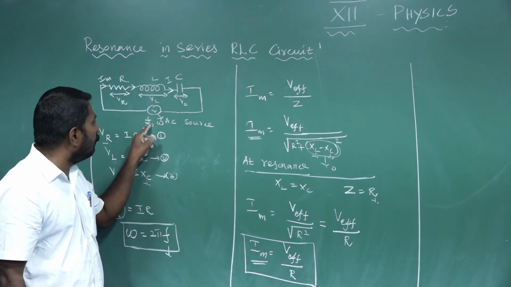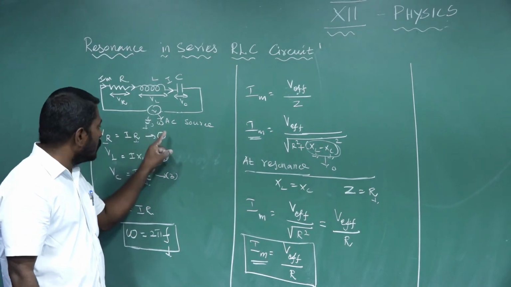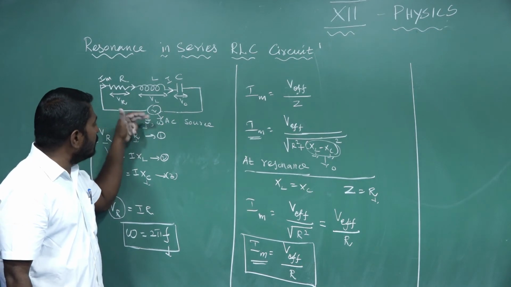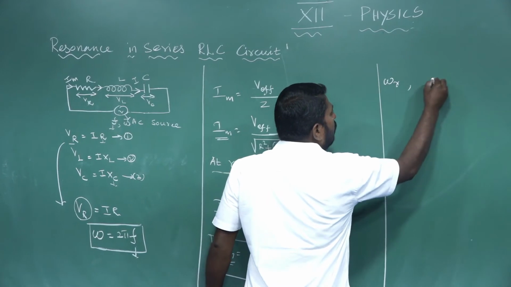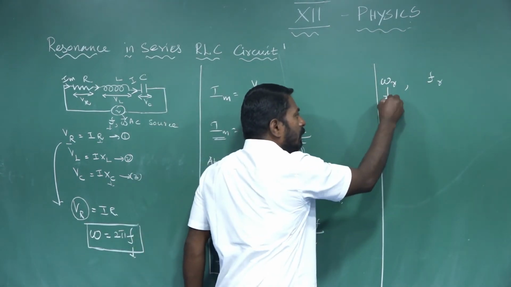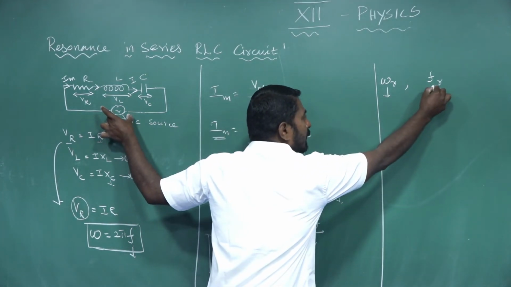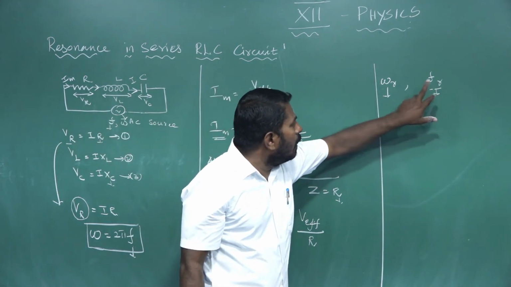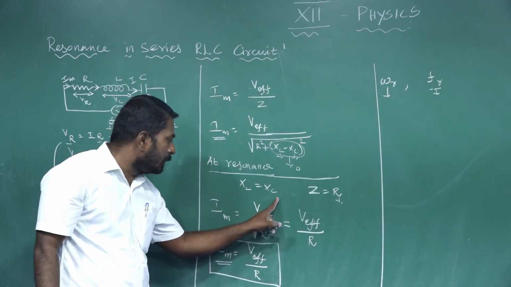That particular frequency of the series RLC circuit is called the resonant frequency of AC voltage. Corresponding omega R is the angular frequency of AC voltage at resonance. Omega R, Fr, there are two important terms. Omega R is the angular frequency of AC voltage at resonance, and Fr is the frequency of AC voltage at resonance. At that frequency Fr, correspondingly angular frequency omega R, inductive reactance is equal to capacitive reactance.